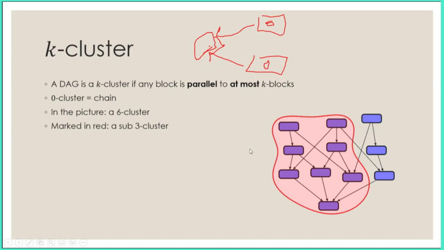Now, if we look only inside the red blob, then you can calculate that this is a three cluster. Because if you look at this block, it is oblivious to these three blocks, this triangle here. And this is, again, the maximum you can get. You wouldn't get any block which is oblivious to more than three blocks inside this red blob. So this is the notion of a K cluster. It's a very important notion, and I want to make sure everybody got it.